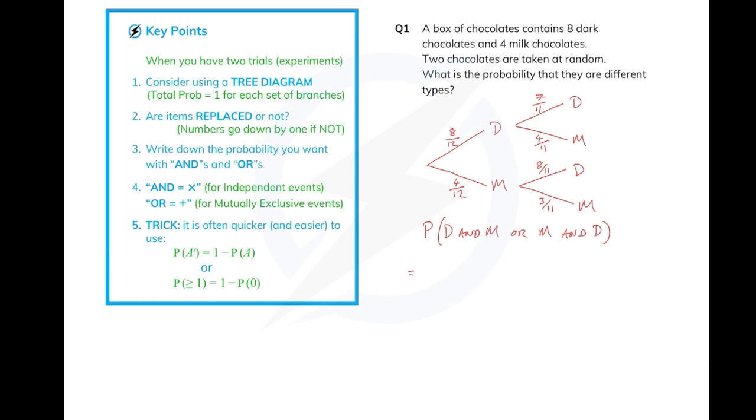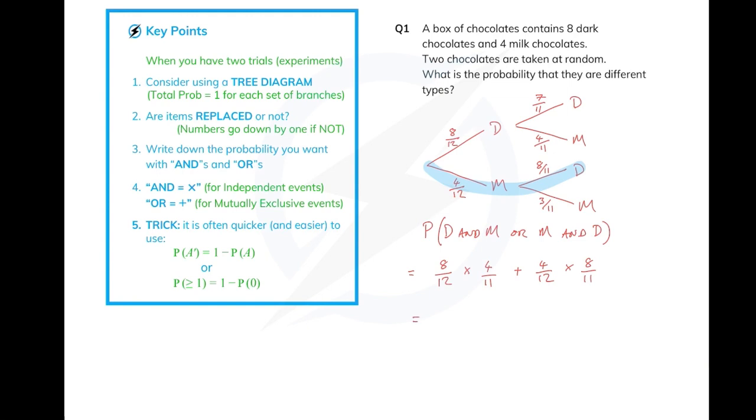So let's now do the probabilities. The probability of a dark chocolate, according to my tree diagram, is 8/12, times, and then following that first route through, I get 4/11 there. So that's that route there, and we're multiplying because it's and. It then says or, so we add, and then we follow this route through the tree diagram. As I say, you may be able to do that in your head without a tree diagram, but it's 4/12 for the milk chocolate, and then 8/11 for the dark chocolate.